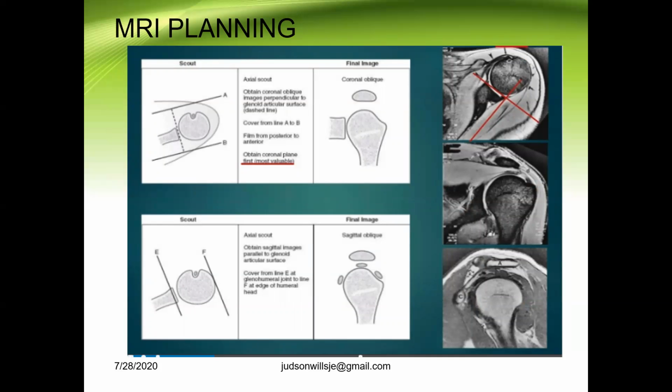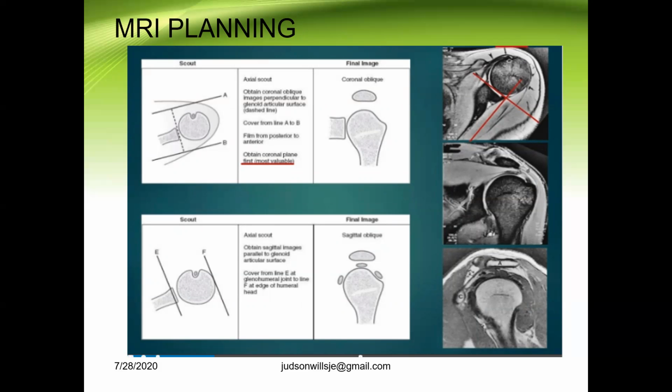And when we move to the MRI planning, basically what we need to look at when we plan the coronal. First, we will take the scout image, the axial scout image. When we plan the coronal, it should be an oblique coronal plane. The plan should be perpendicular to the glenoarticular surface, and it should cover the anterior and the posterior part of the entire shoulder joint.